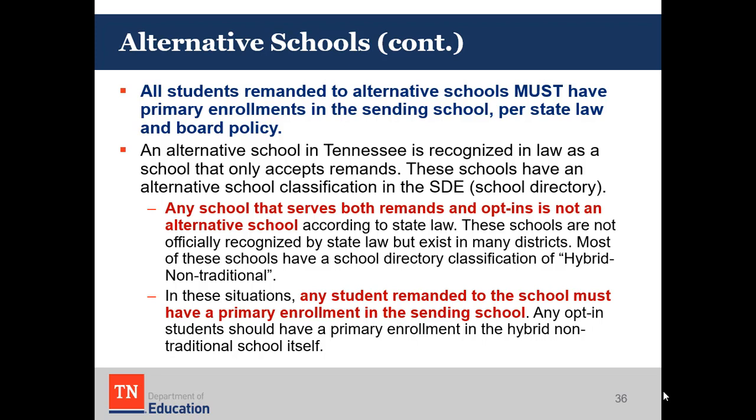These schools are not officially recognized by state law, but do exist in many districts. Most of these schools have a school directory classification of hybrid non-traditional. In these situations with the hybrid non-traditional schools, any student remanded to the school must have a primary enrollment in the sending school. Any opt-in student should have a primary enrollment in the hybrid non-traditional school itself.